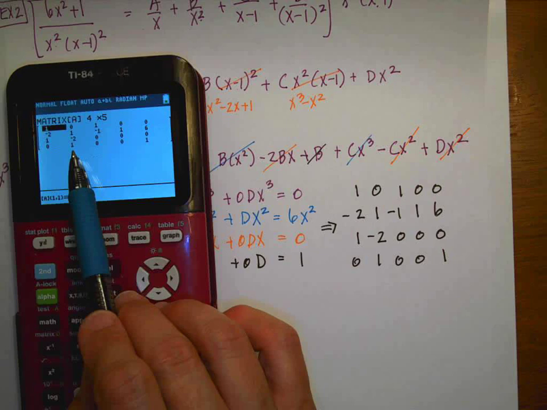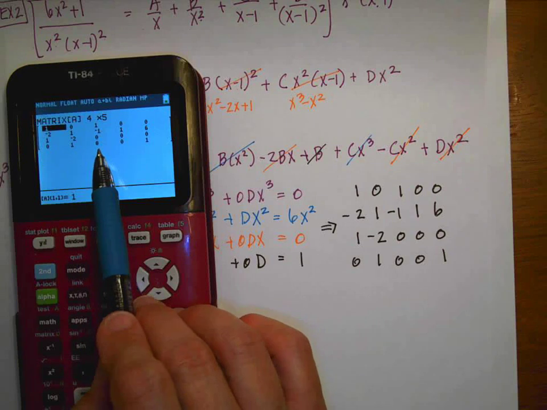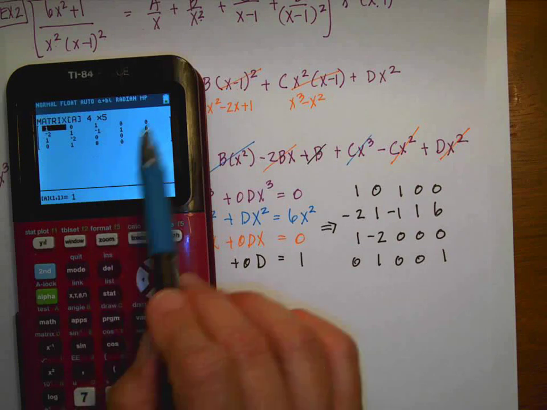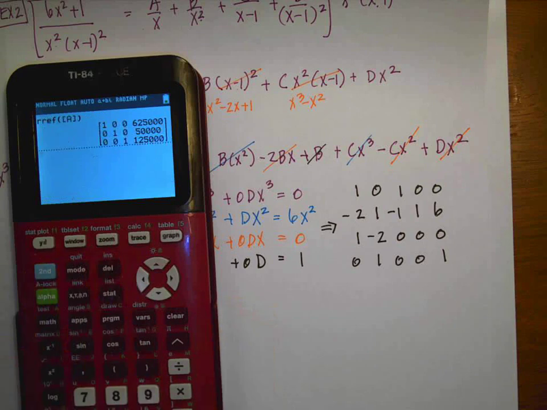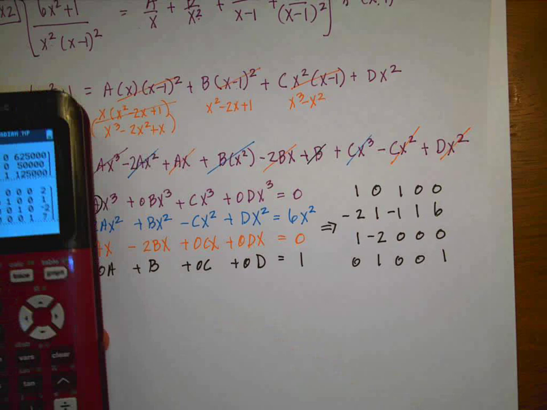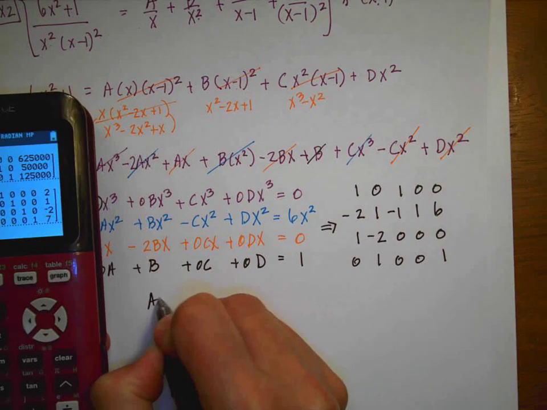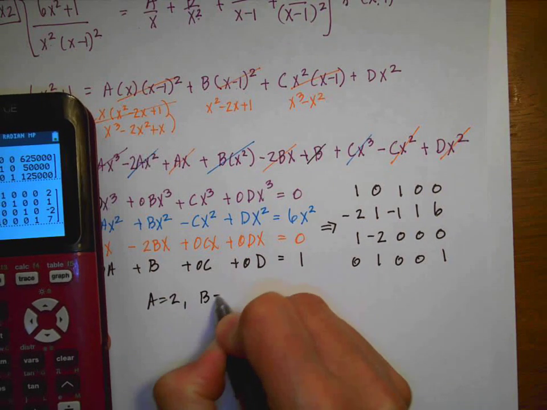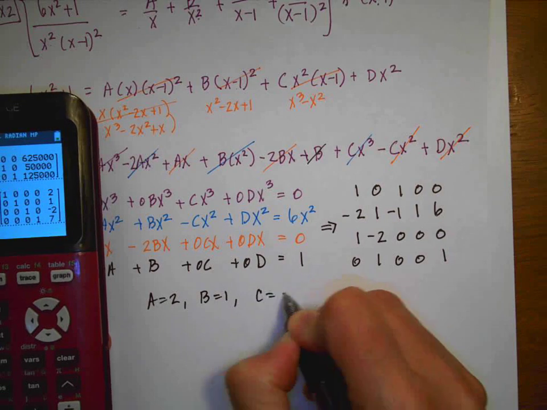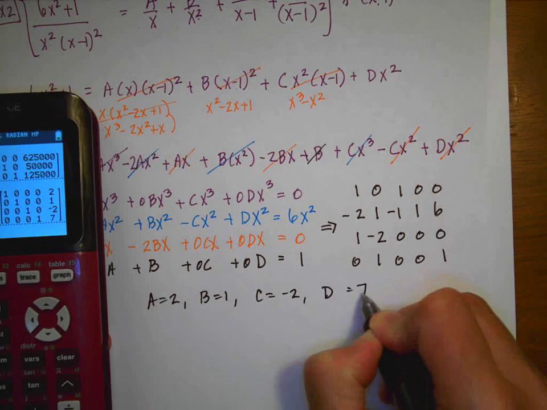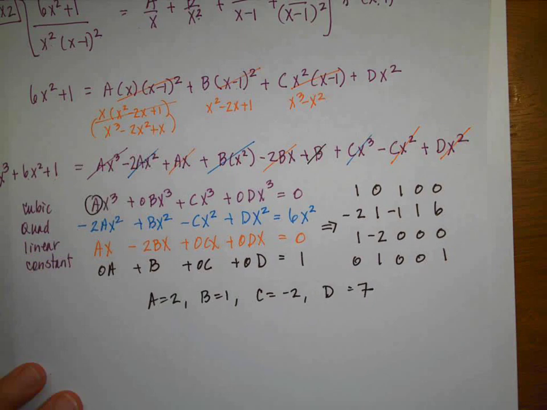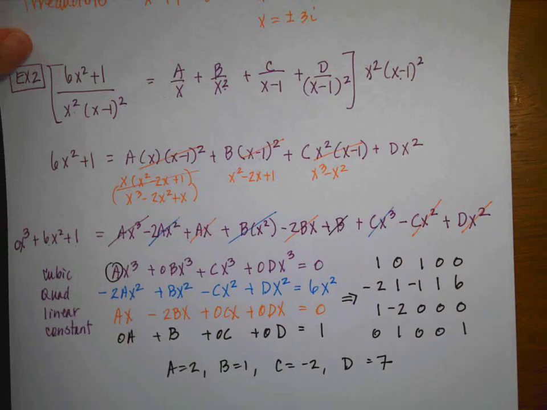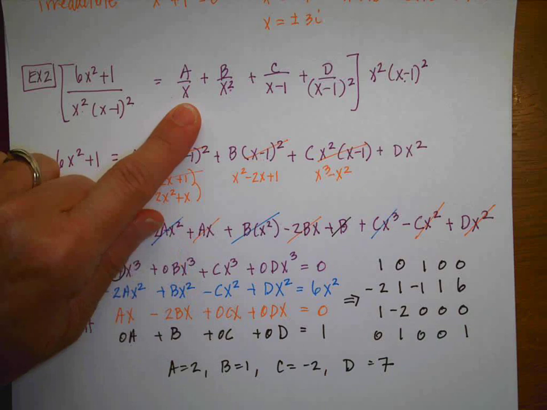I have 1, negative 2, 1, 0, 0, 1, negative 2, 1, 1, negative 1, 0, 0, 0. This one's good, this one's good. And you got it. I'm going to do second RREF because it's still in my grapher. If it wasn't, I could figure that out. And I hit enter. And then I'm going to record my data. So I have A is equal to 2, B is equal to 1, C is a negative 2, and D is equal to 7.